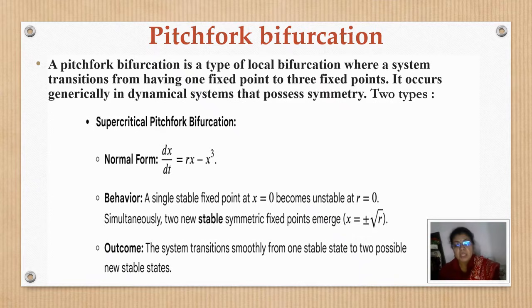Now what about x star is equal to plus root r in the case of r greater than 0? Then you check the derivative. It is going to be r minus 3x square. If you substitute plus root r there, it is going to be minus 2r. So we will end up with a stable fixed point there. In the same way, if you substitute minus root r, it is again r minus 3x square. So x is squared, the minus is squared, and again you will end up with minus 2r. So it will result in a stable fixed point again. So what did we have now?